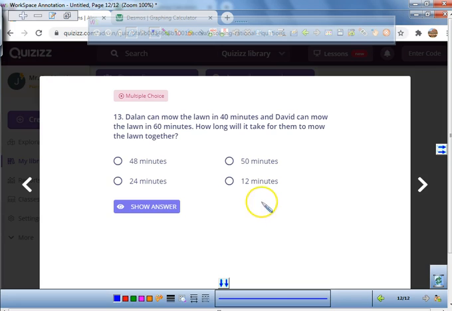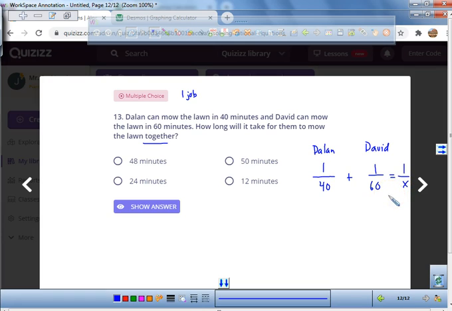So here's how it works. I'm going to put Dalen and David. Now, if you mow the lawn, we call that a job, like a job that's been completed. So Dalen can do one job in a total of 40 minutes. And David can do one job in a total of 60 minutes. But if they work together, we can add these two together, and that will figure out how they can do one job together in a certain amount of time.